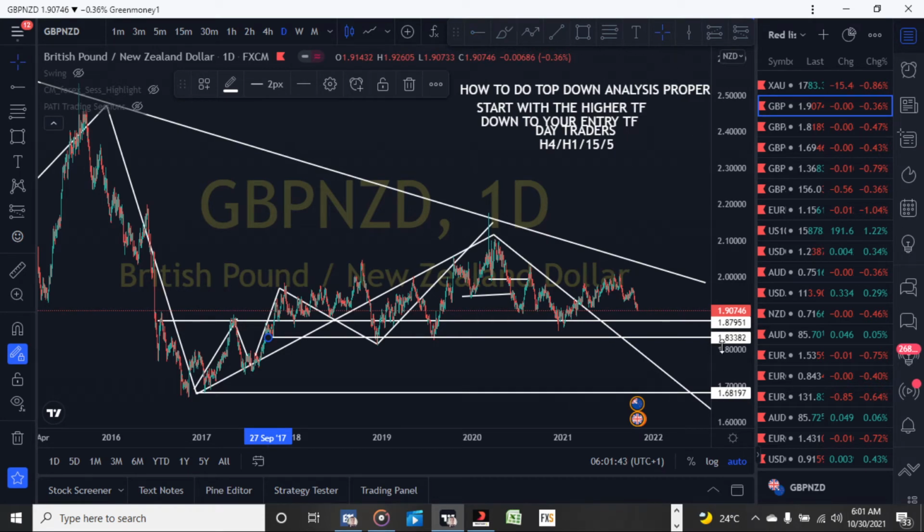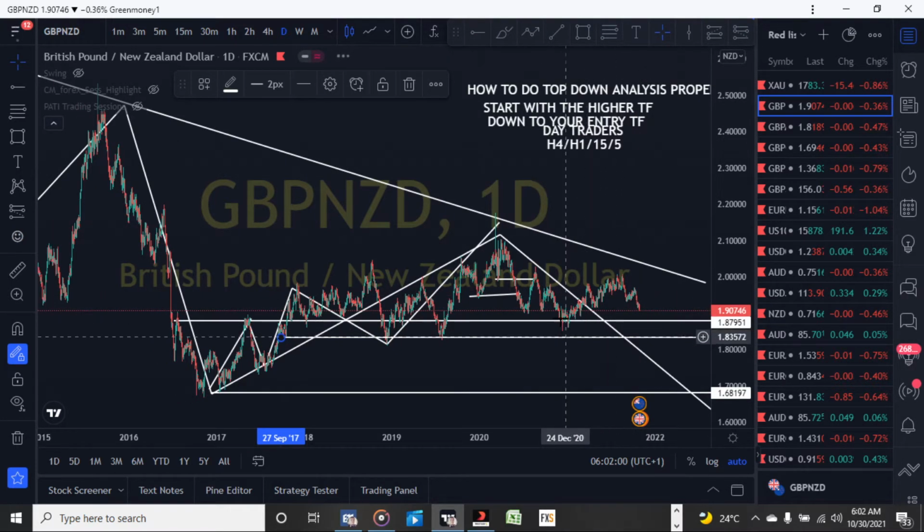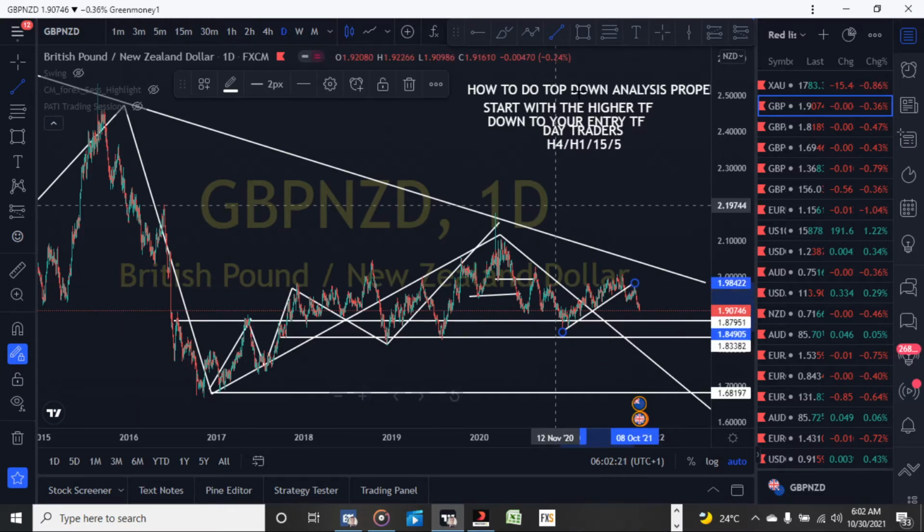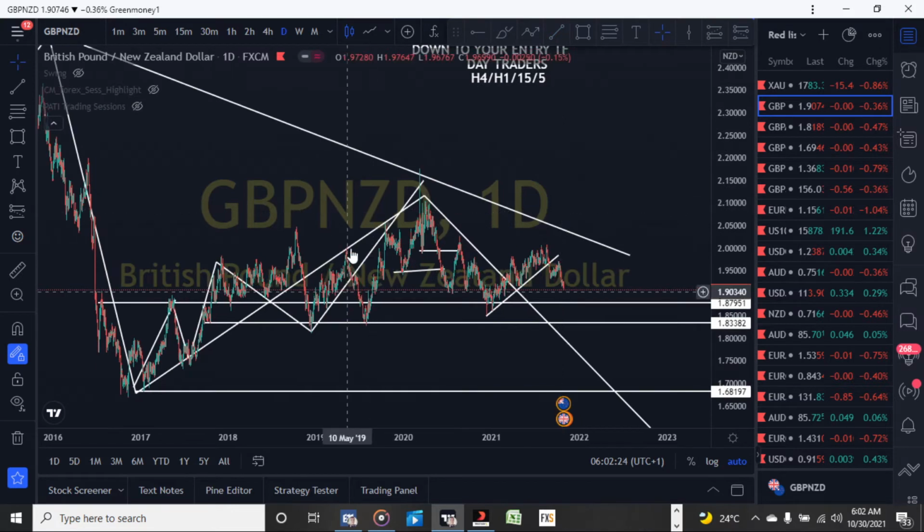Market found support at 1.87951 and 1.83382. This is where the market found support, right? And the market bounced back from here to this place, and then here you can see, complete from this point, from 1.8795, is a corrective wave from here to this point. The market was just correcting, right? And then you saw this.